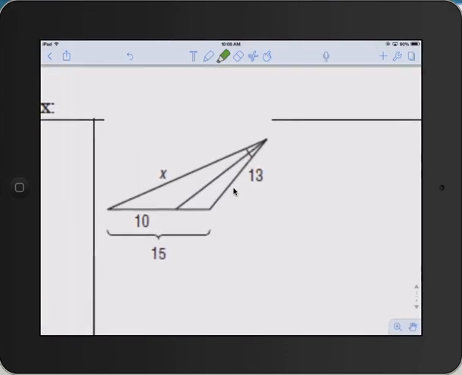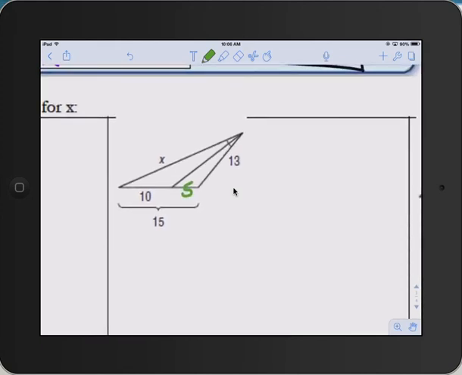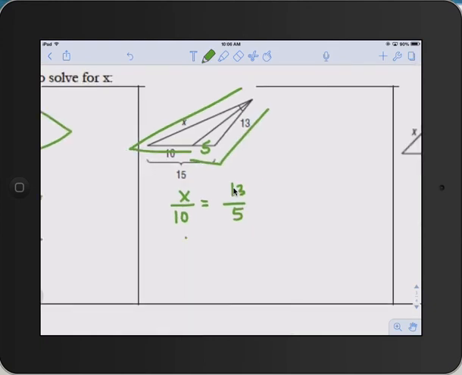Okay, and now this one, you want to make sure you use just the little part here. Since those add up to 15, you know that that's 5. Again, large triangle, angle bisector. Make sure you check that you have everything you need. And then you can say x is to 10 as 13 is to 5. 5x equals 130. x equals, let's see, it goes in twice, 26.